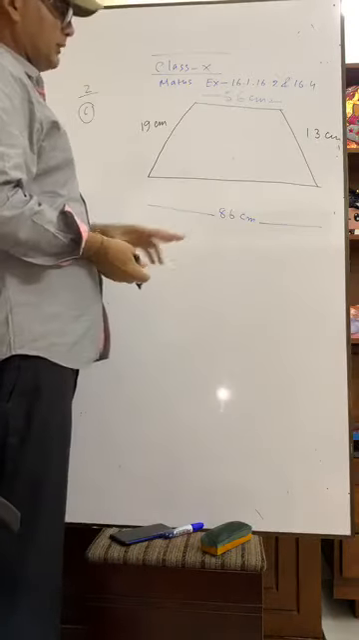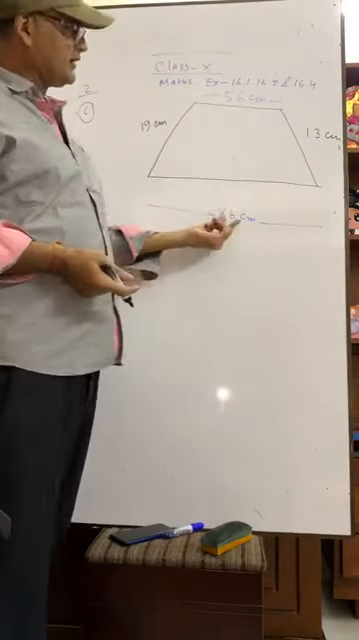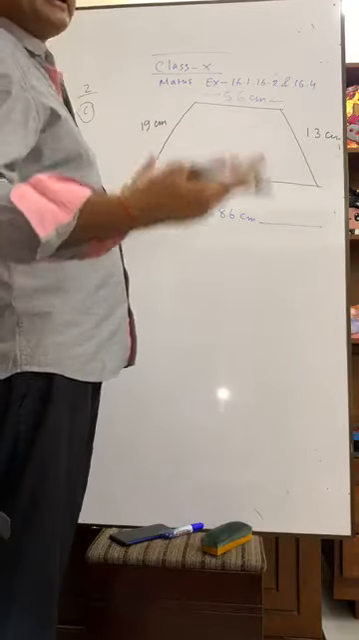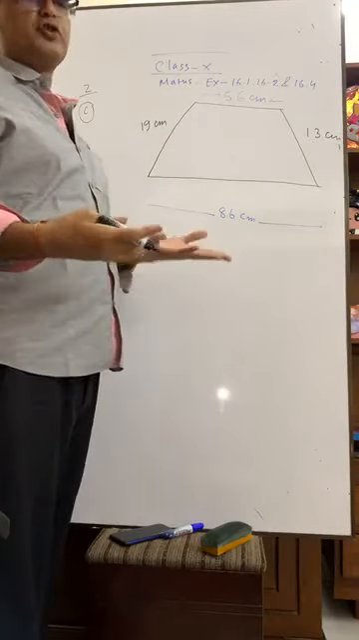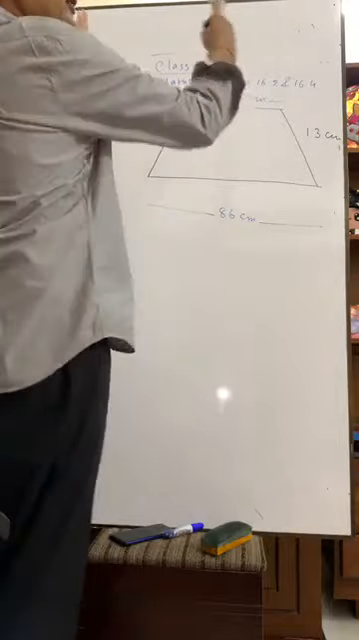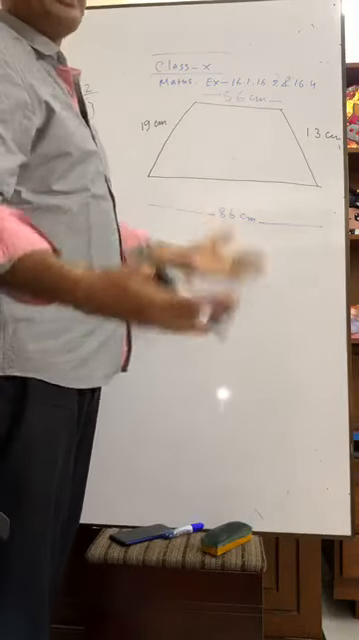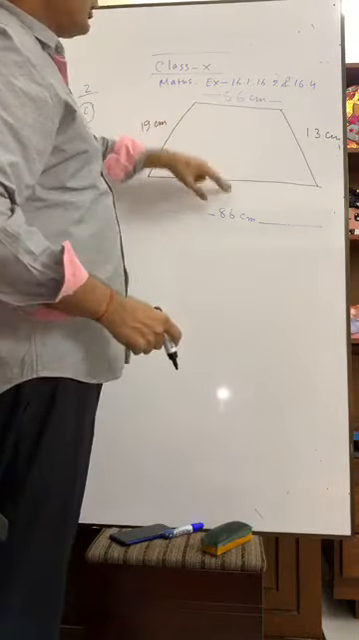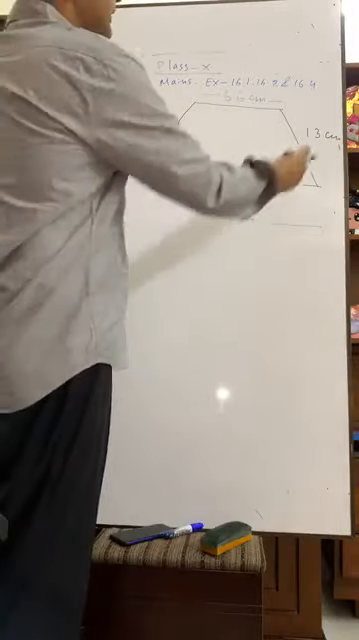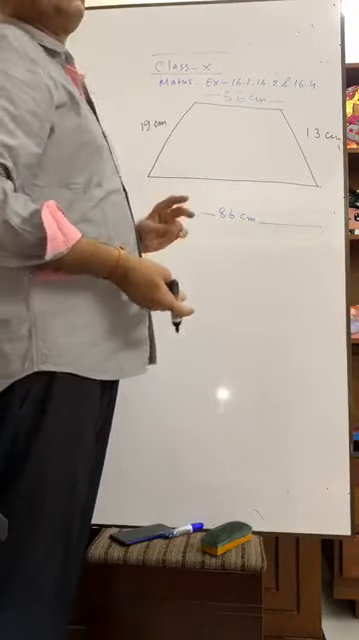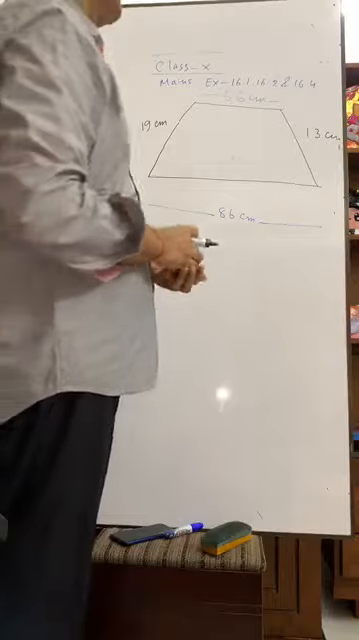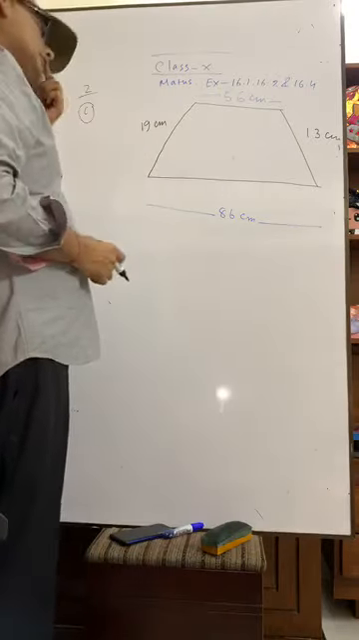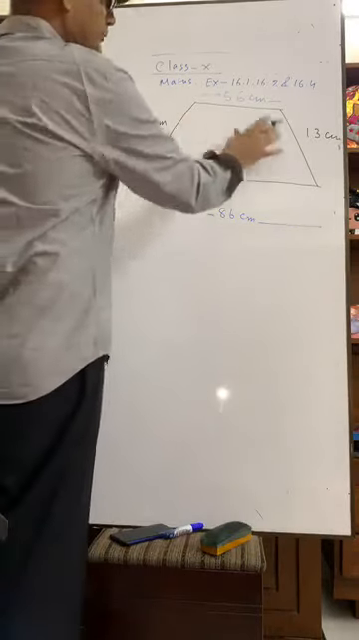The length of the parallel sides are given as 86 and 56 centimeter, and the other two sides can be called here oblique sides, or non-parallel sides. If these two are parallel sides, so definitely these two are called non-parallel sides or so-called oblique sides. Now we have to determine the area of this trapezium.